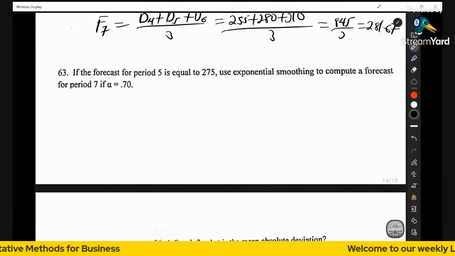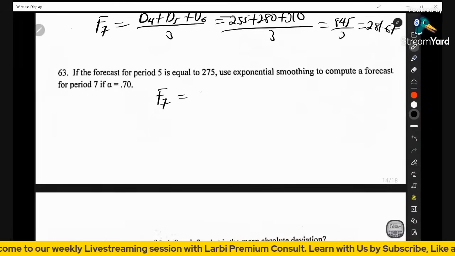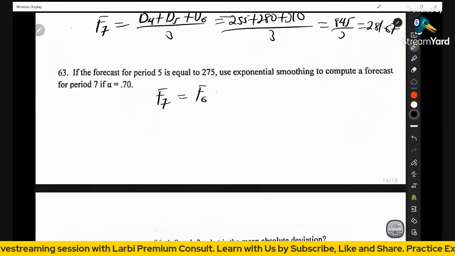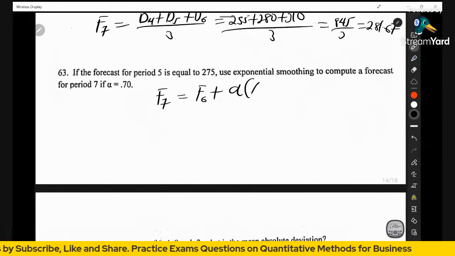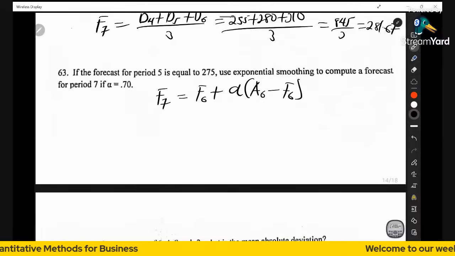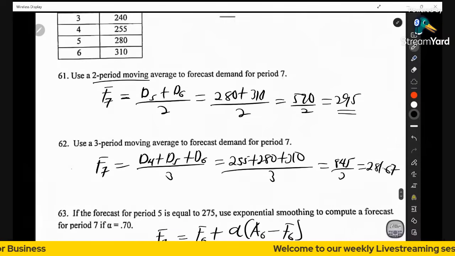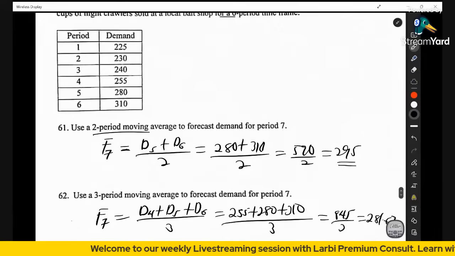And question 63, we are saying that if the forecast for fifth period is 275, use exponential smoothing to forecast for period 7 if alpha is 0.17. So before we can forecast for week 7, we say that forecast for week 7 using exponential smoothing should be the forecast for week 6, or period 6, plus the alpha, the exponential smoothing constant, multiplying the actual, that is the demand for 6, minus the forecast for 6. But do you know the forecast for period 6 and then the actual for period 6? No, we only know the actual for period 6, but we don't know the forecast. So we need to find the forecast for week 6.